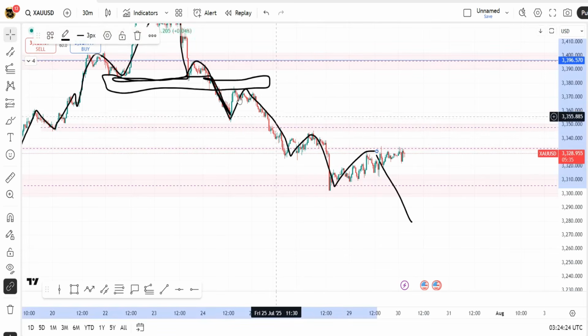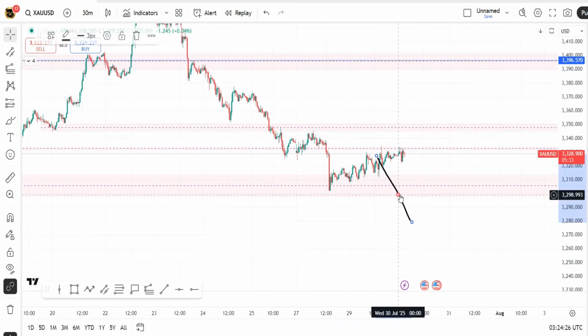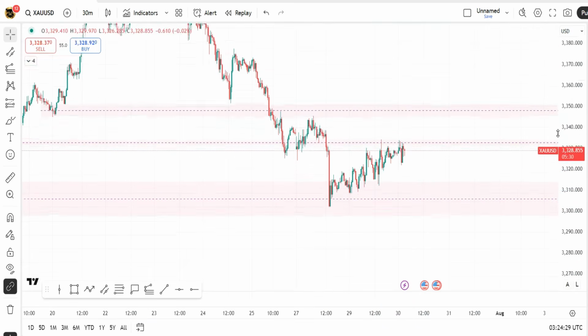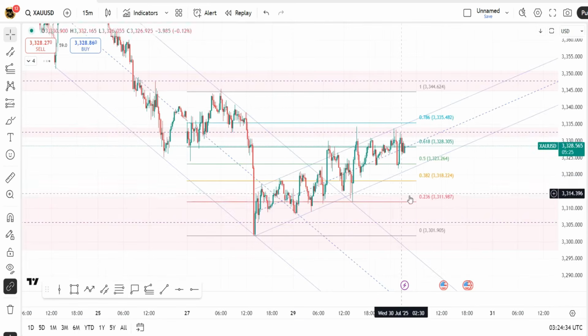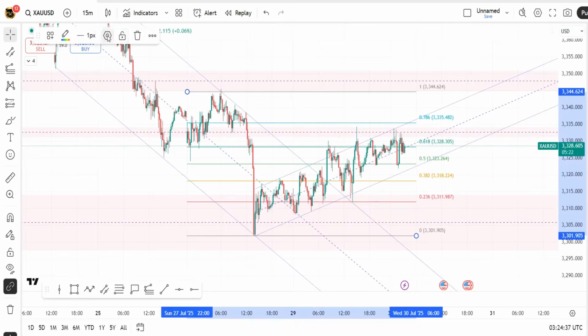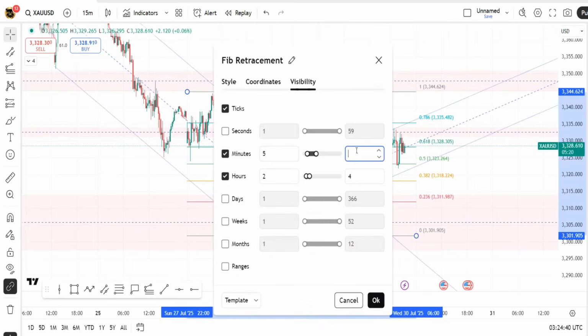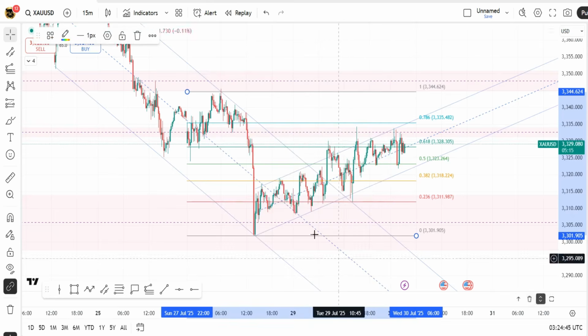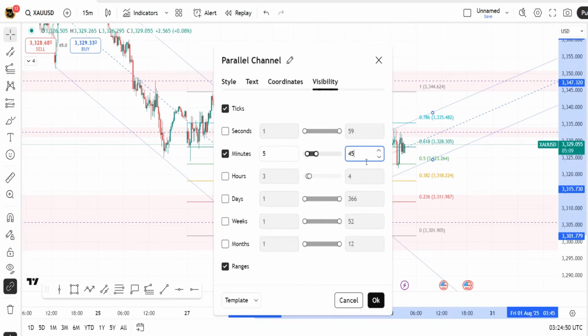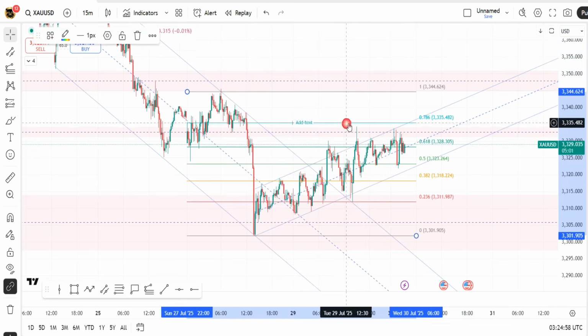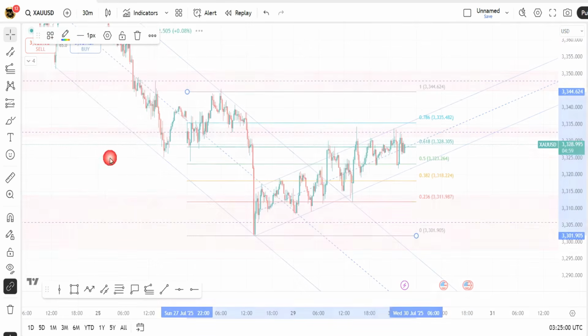Let me delete all those drawings. So here you can see, first of all, on a 15-minute time frame chart, let me open it on 30-minute as well. This is the same drawing that I drew yesterday. I hope it will not confuse you about what is happening here.